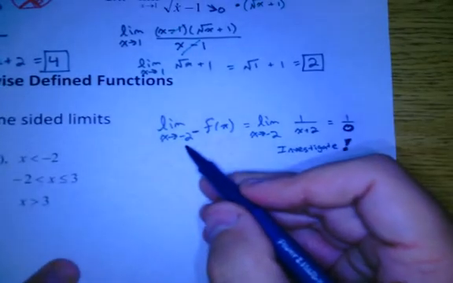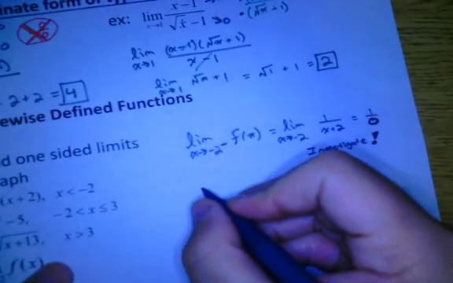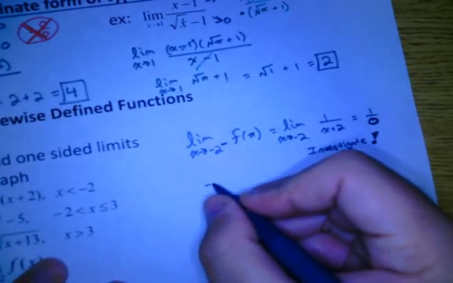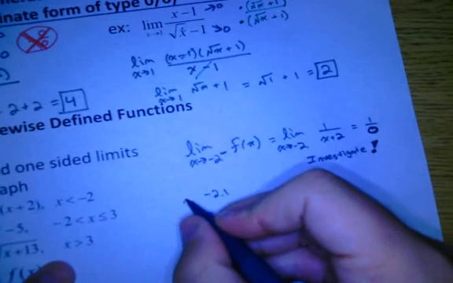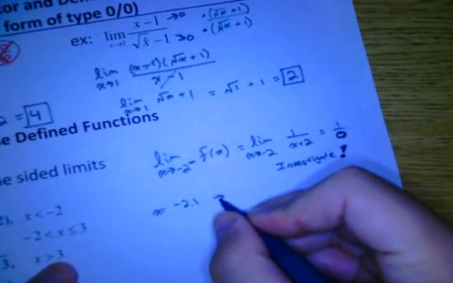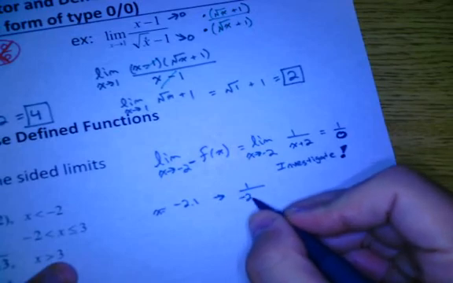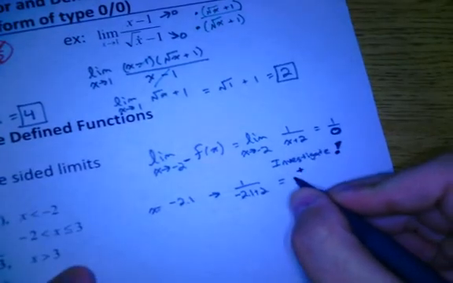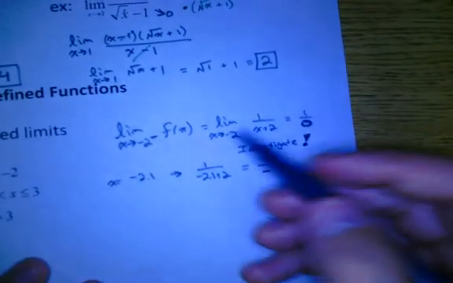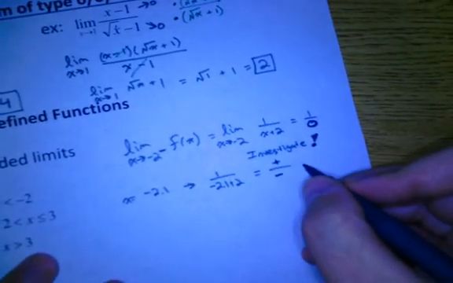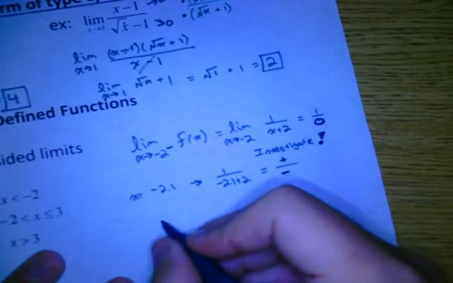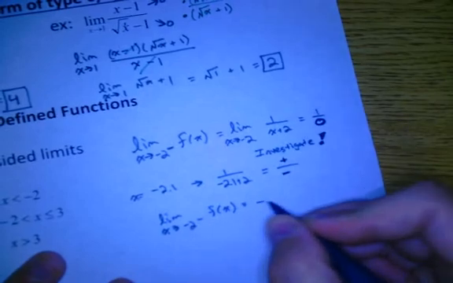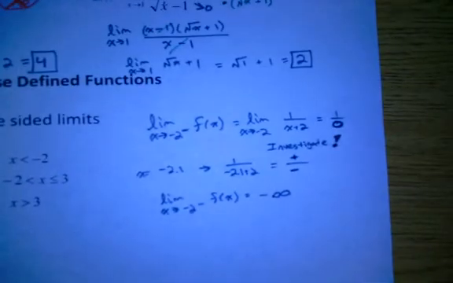So I'm going to pick -2.1. You don't need to go too fancy here. So if I pick x equals -2.1, I'm going to get 1 over -2.1 plus 2, and that's going to equal a positive over a negative. Again, I don't care about the exact value. So if I have a positive divided by a negative, that's going to give me a negative value. So this is equal to negative infinity. So this is from the left.